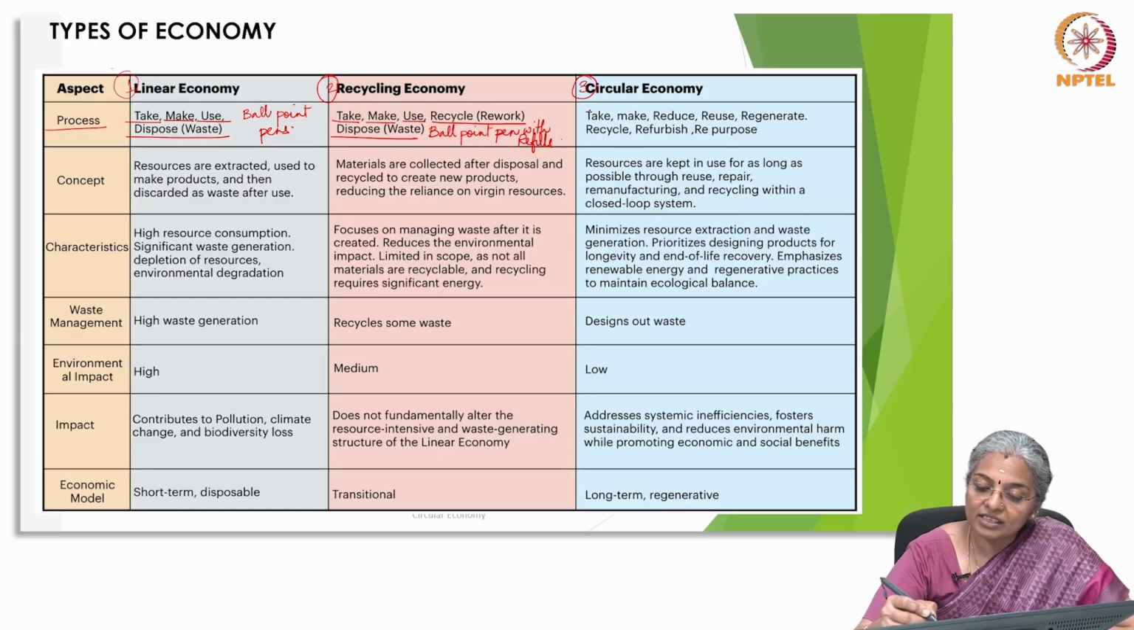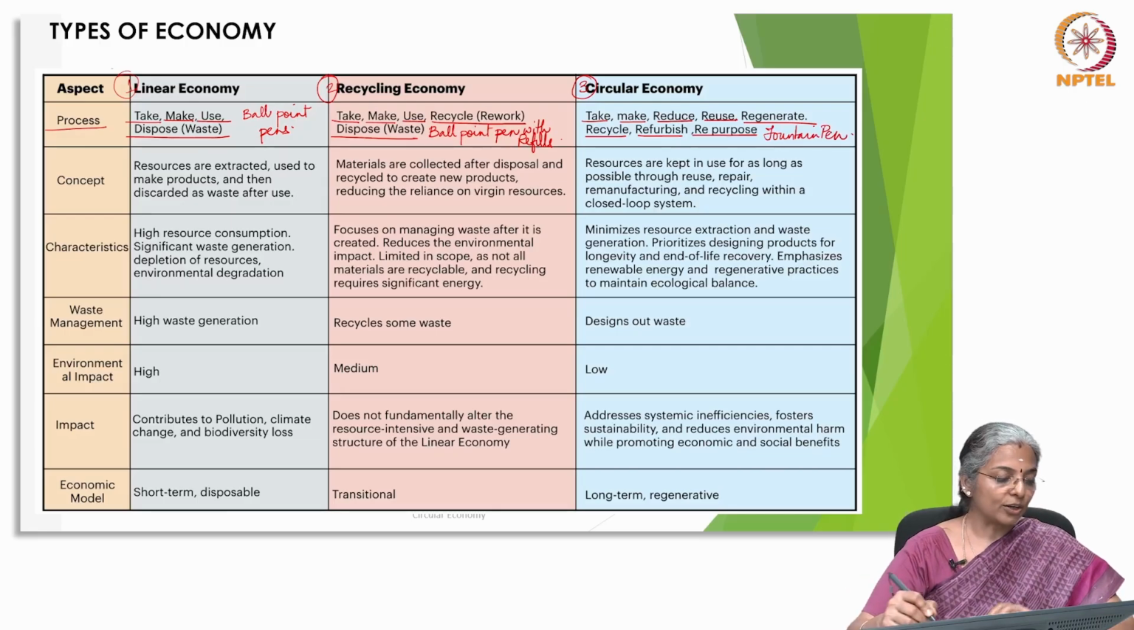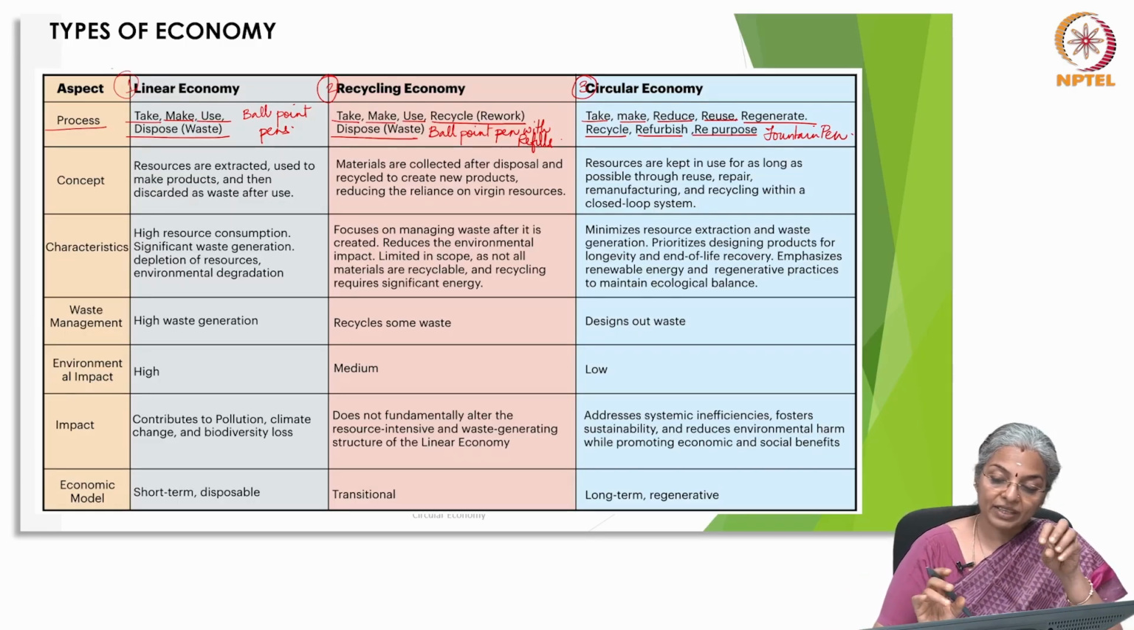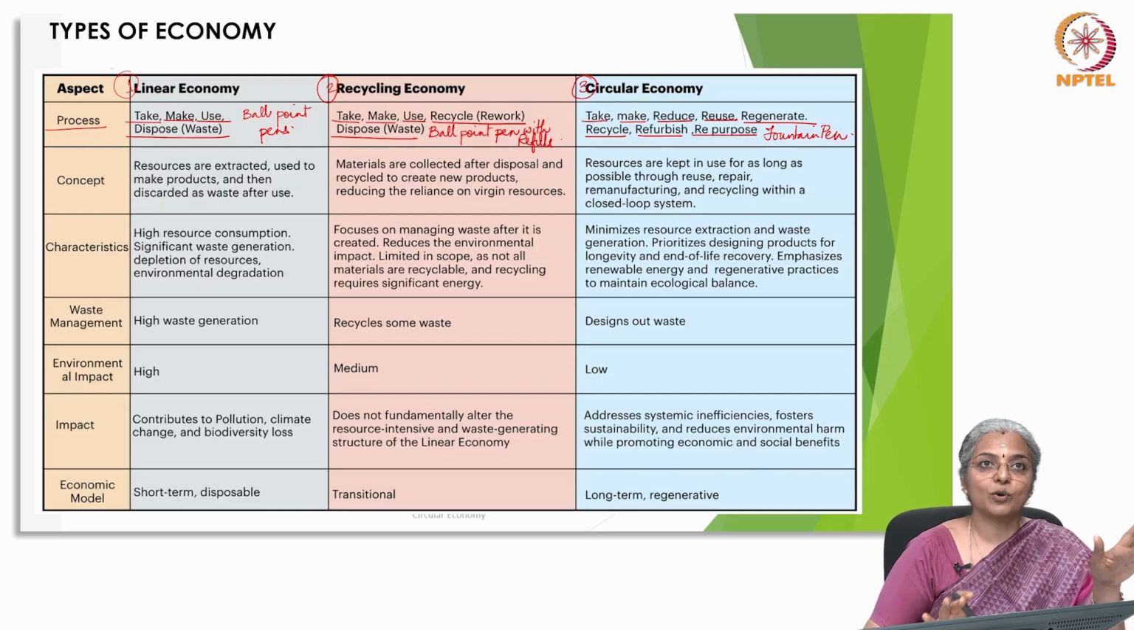And then you have a circular economy where you take, make, reduce, reuse, regenerate, recycle, refurbish and repurpose. A good example of this can be a fountain pen, where nothing gets thrown. You keep using it and you keep refilling it with ink every time. That is what you actually do.